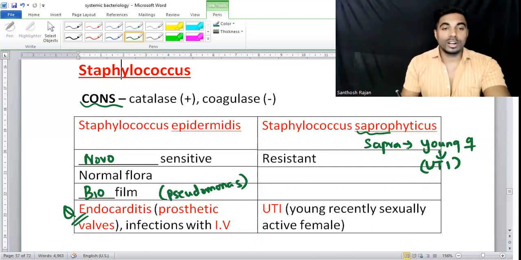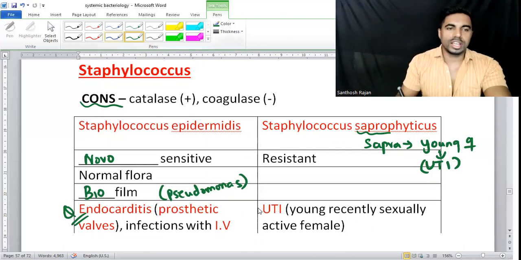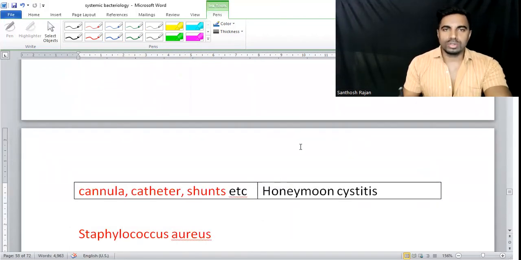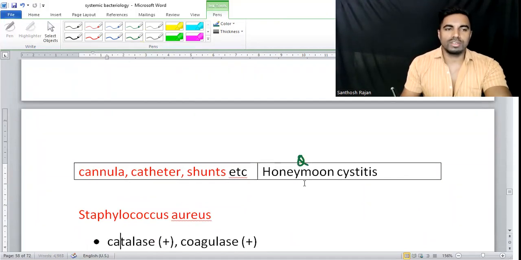This is the way you're going to remember it. You'll never forget it. These are repeatedly asked questions, and that's what I'm stressing again and again. I've stressed these points more than all other points. So, honeymoon cystitis also: Sapra goes for her honeymoon, she gets a UTI, cystitis, a bladder infection.